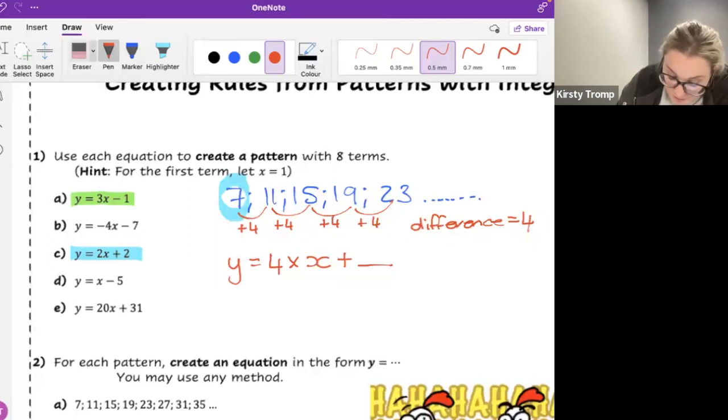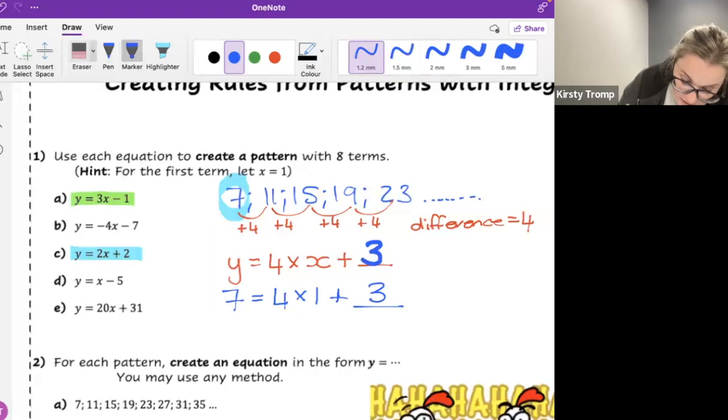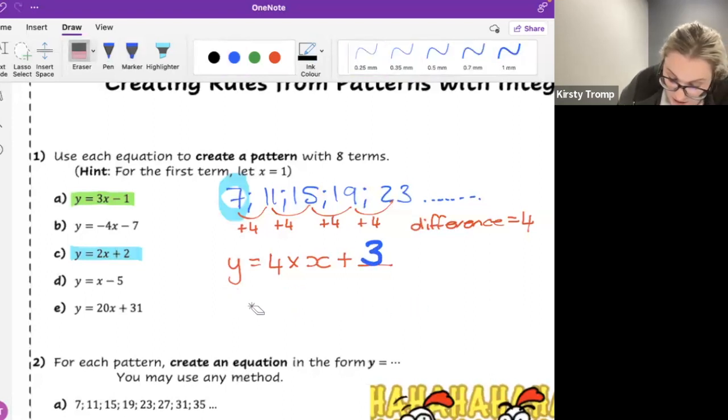Okay, so for this one, I know already that 7 is equal to 4 times by 1. So 4 times by 1 gives me 4, plus what will give me 7? Plus 3. So I put a 3 in here. Let me check if that works.